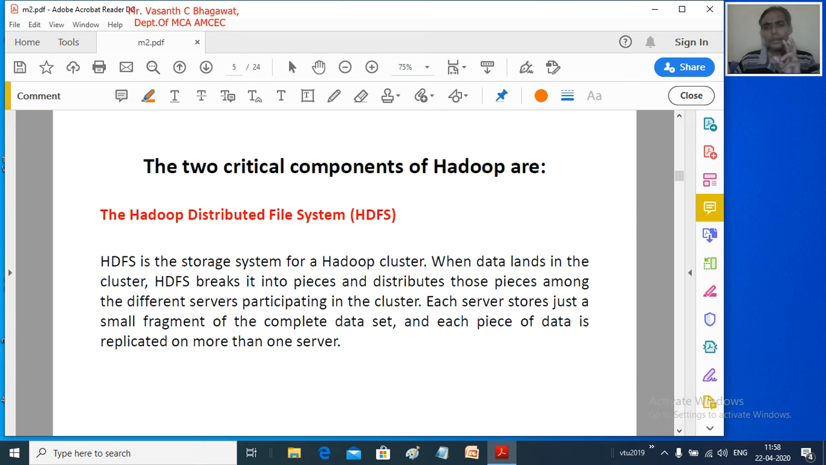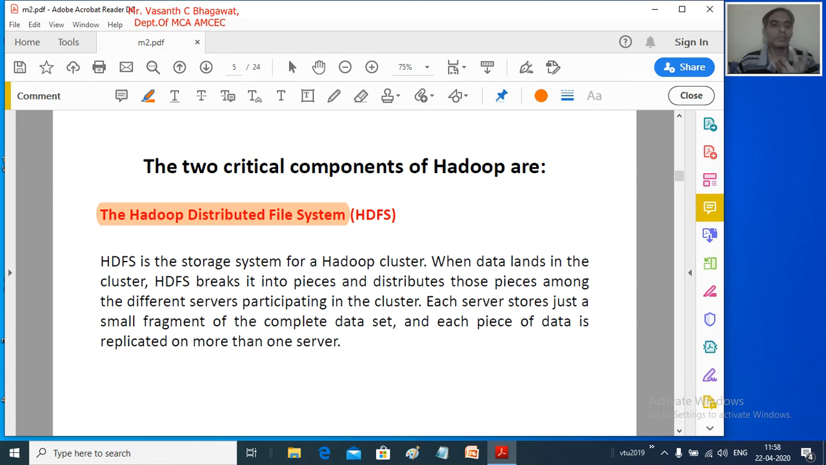Coming to the components of Hadoop. Right now we will just say that Hadoop has two important components. The first component is the Hadoop Distributed File System, or HDFS. These are the common terms we will be using from now onwards whenever we are talking of Hadoop. The first one is HDFS, Hadoop Distributed File System.